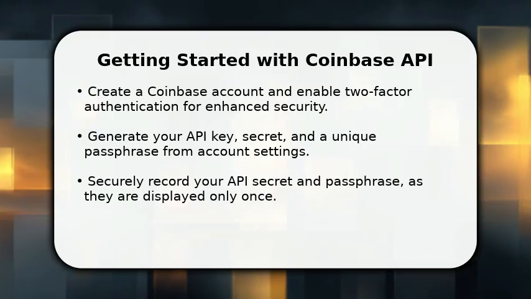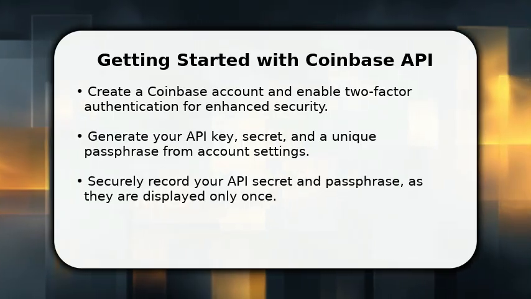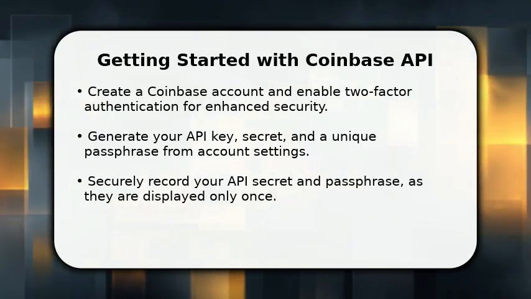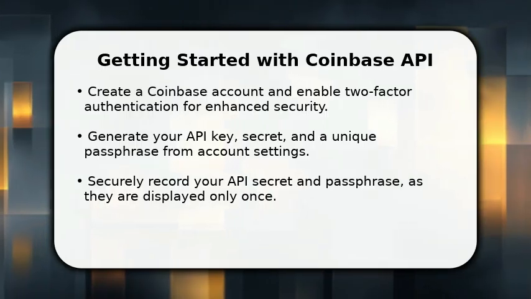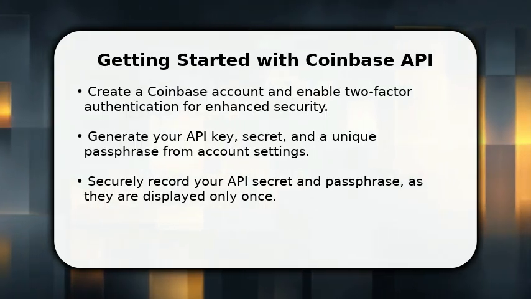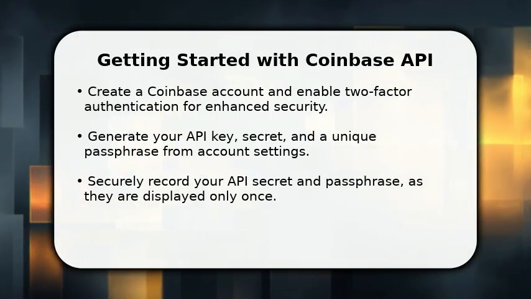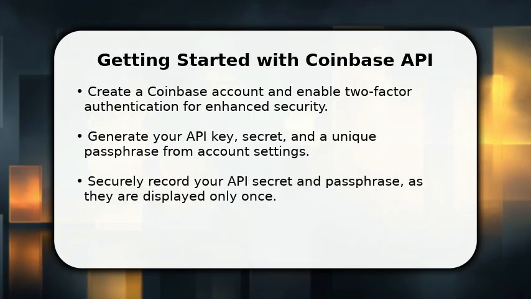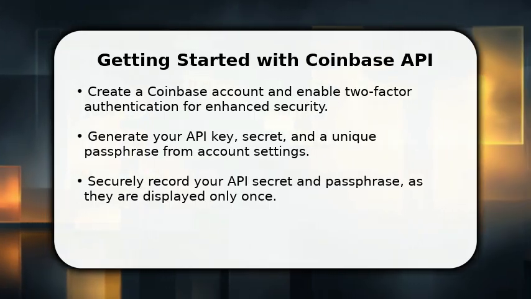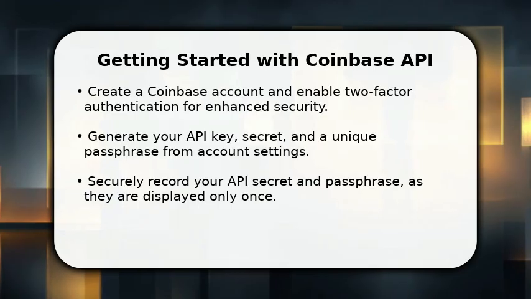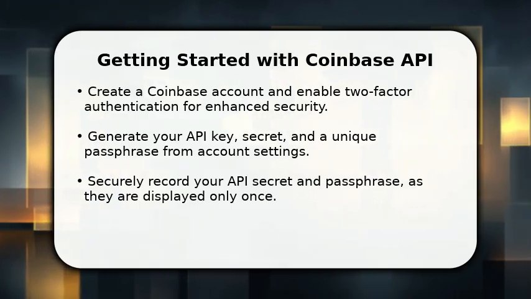In this video, I will explain how to use the Coinbase API. First, you'll need a verified Coinbase account with two-factor authentication enabled for robust security. Next, navigate to your account settings to generate an API key, secret, and a custom passphrase. It's crucial to save your secret and passphrase immediately, as they are shown only once.